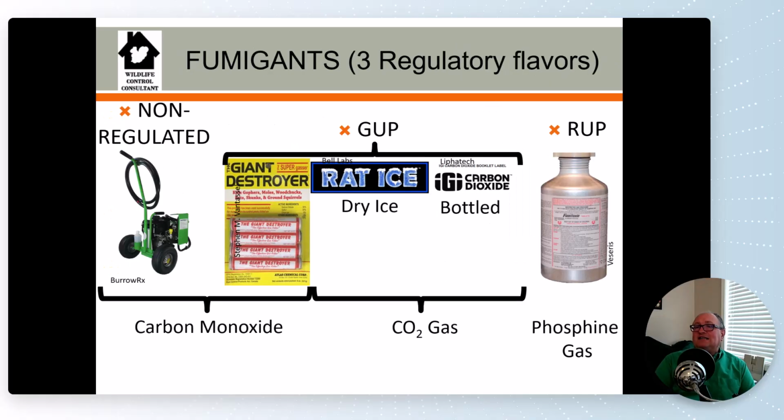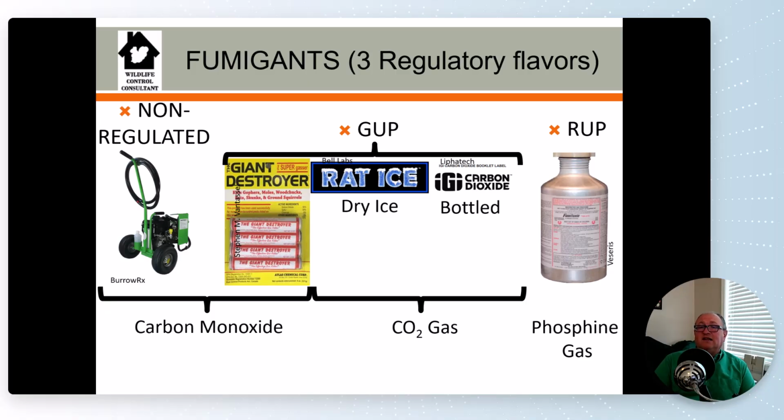So what are the different kinds of fumigants that we have? I'm going to be categorizing these basically by their regulation. So you have non-regulated. By that I mean they're not regulated by the EPA. Then you have the regulated versions, and that's the general use products, and then the restricted use products. Underneath the non-regulated field, you have carbon monoxide injectors. And that one is the one we're going to be basically focusing on here.